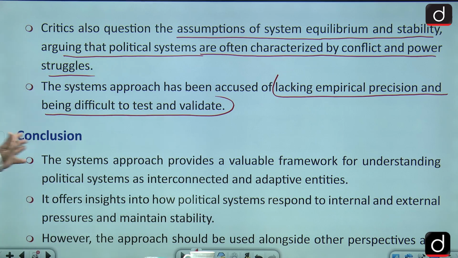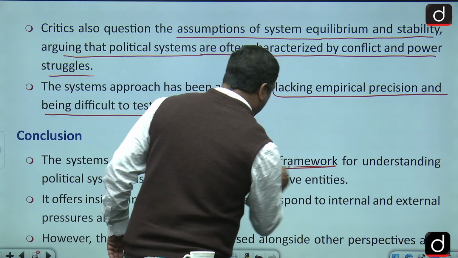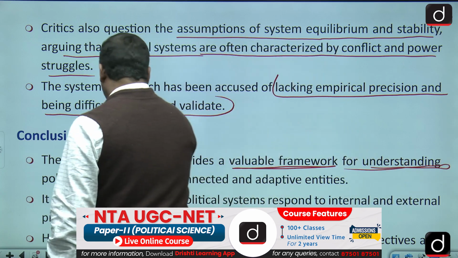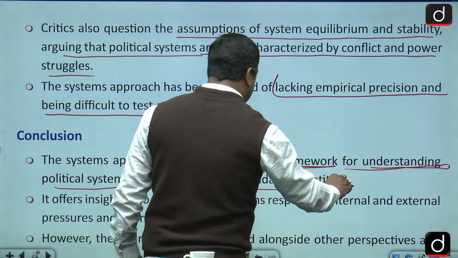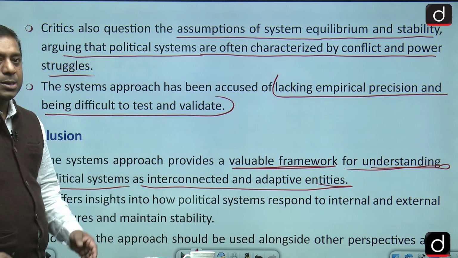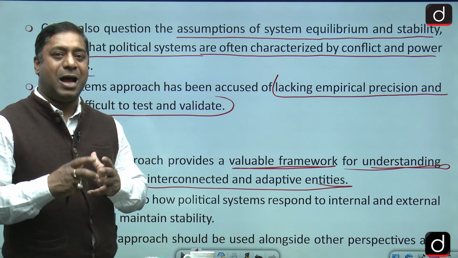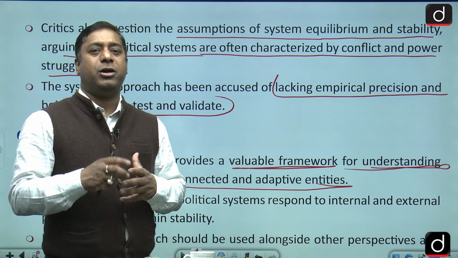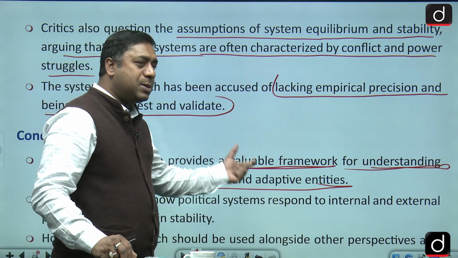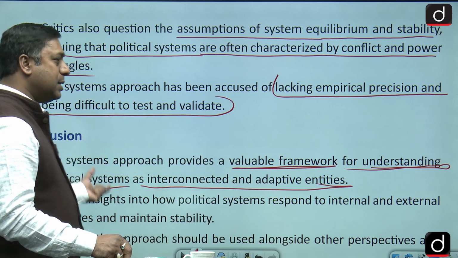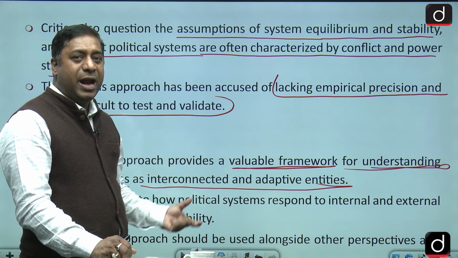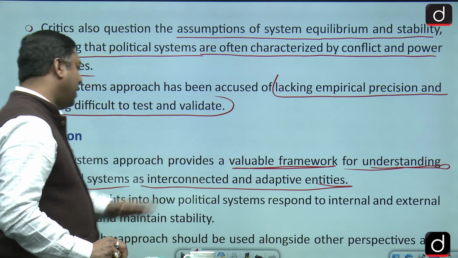So when we conclude with the system approach, we can say that it is providing a valuable framework. Valuable what? Valuable theoretical framework for understanding political systems as interconnected and adaptive entities. That means this system analysis has provided a valuable theoretical framework which helps us in understanding political systems as interactive, interconnected, interdependent and adaptive entities.